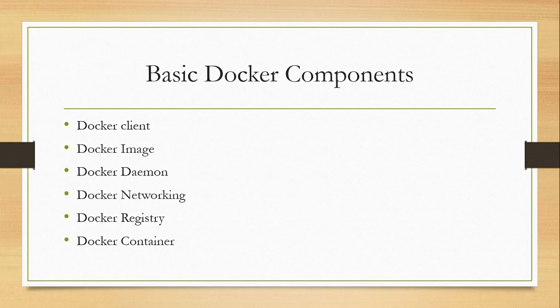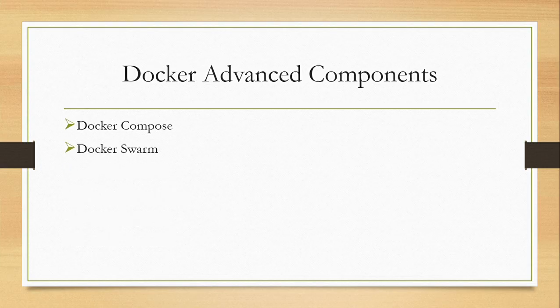Next, coming to the Docker registry. Docker registry is a place where images are stored. Next is Docker container. Docker container is the instance of an image that can be created, started, moved, or deleted through an API call. Moving to the next slide.